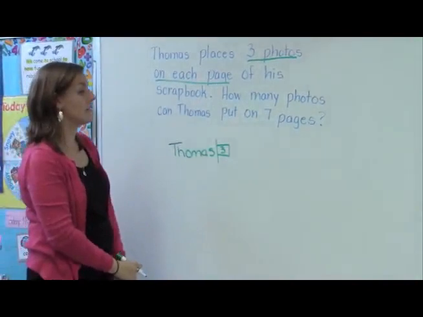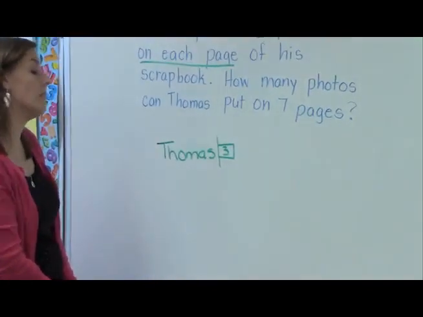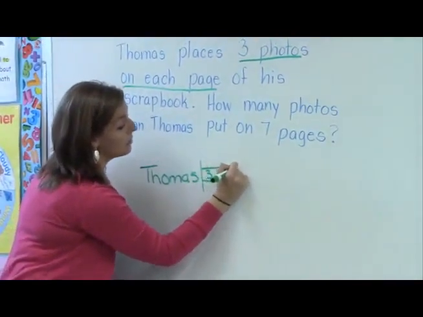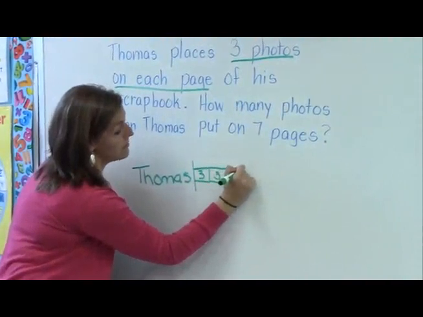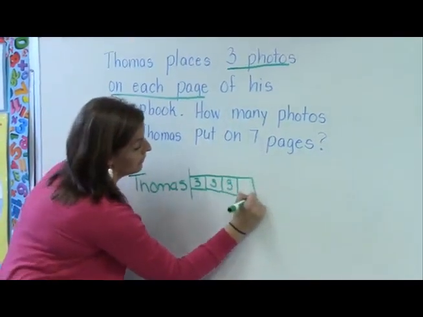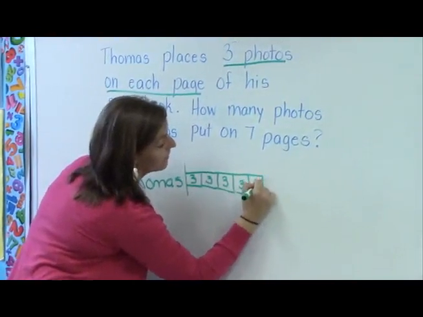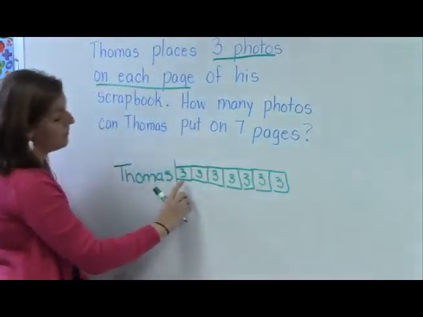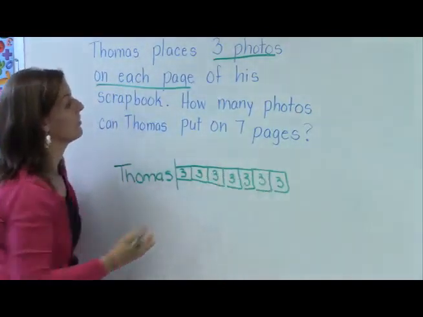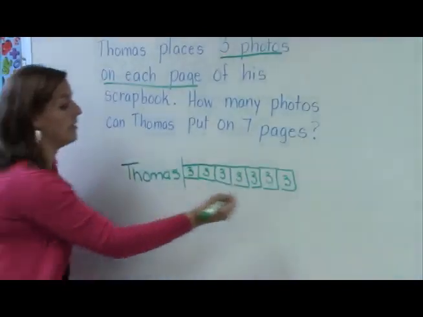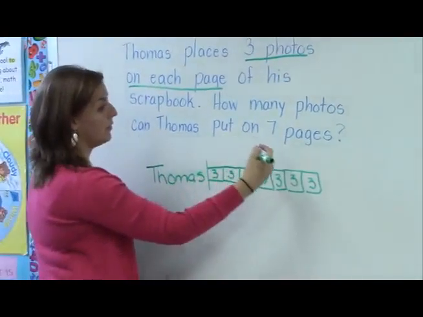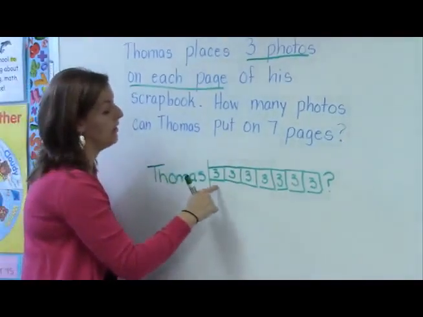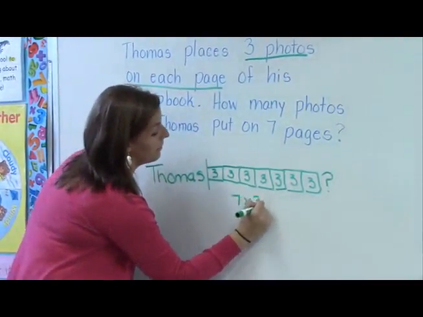The next sentence says, how many photos can Thomas put on 7 pages? So since one page has 3, we would need to add 6 more pages that are the same size. 4, 5, 6, 7. And they each need 3 photos on each. So to figure out the answer, the question is how many could he put on all 7 pages? So our question mark goes at the end. And to figure out the answer, we would need to do 7 times 3.